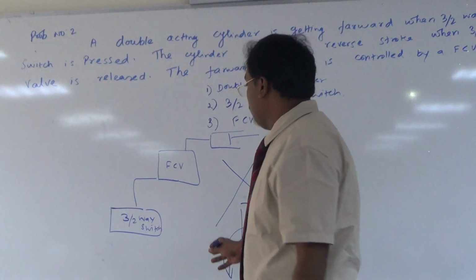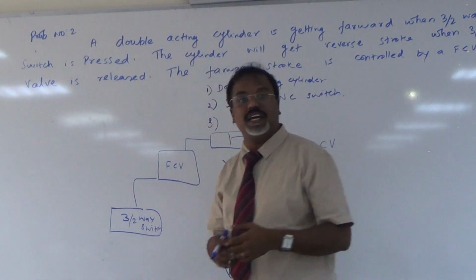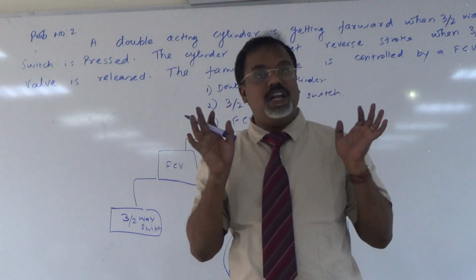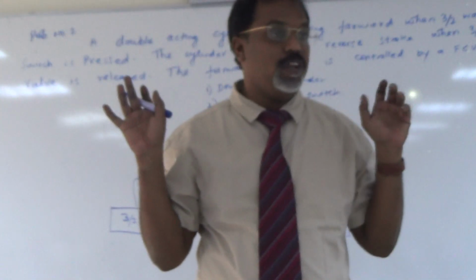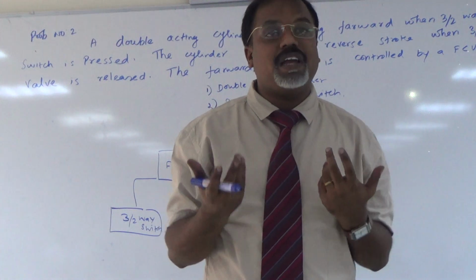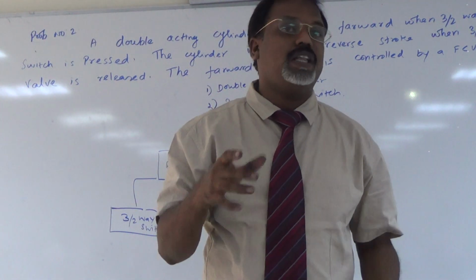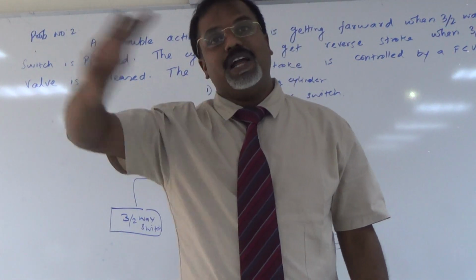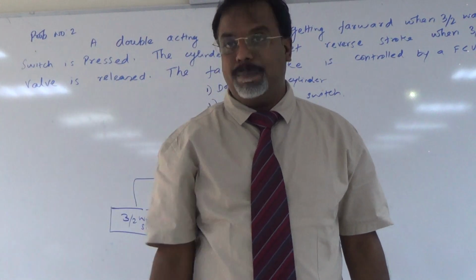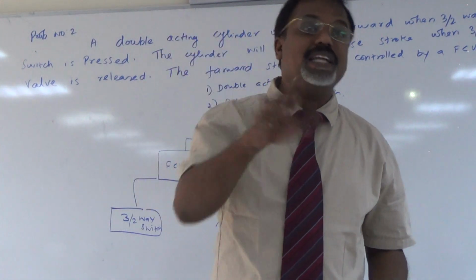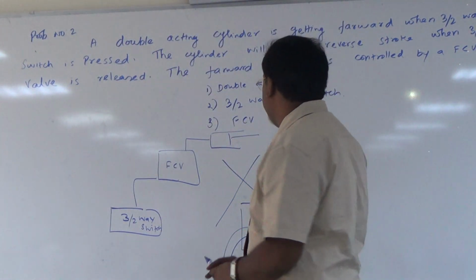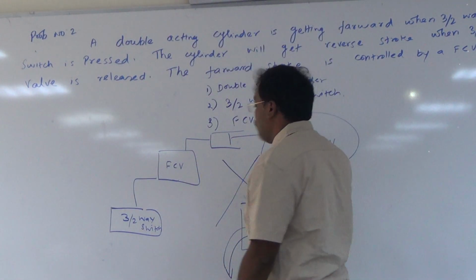See, this is only one 3 by 2 way switch, which means when you press it the air will flow, and when you release it the air will not flow. This is the function of the 3/2 way switch. So how can we achieve the return? When you switch it on, the double acting cylinder will extend, but it will not come back. If you release it, it will not come back. So you need an additional component called the 5/2 directional control valve.